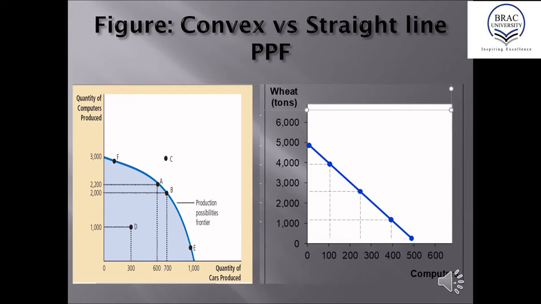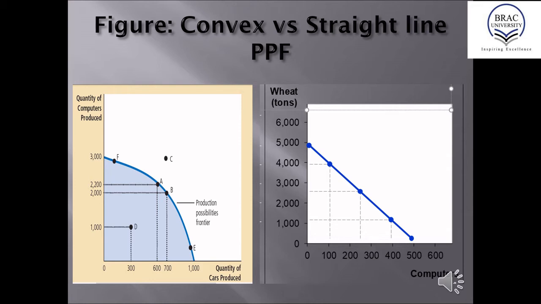Now let's check out the slope at another point. If you calculate the slope between point B and point E, at point B the country produces 2000 computers and 700 cars. At point E, the country produces say 400 computers and, let's make it 900 cars.